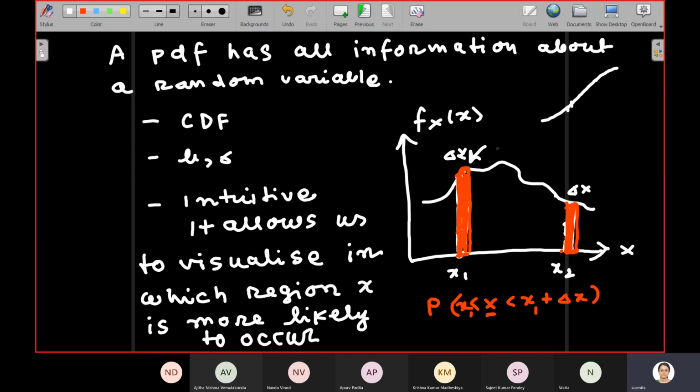So the PDF actually contains all the information about a random variable. Okay. So if we know the PDF of a random variable, we know everything about the random variable. But unfortunately, most of the time it is not possible, especially in the case of multiple random variables, it is not possible to know the joint PDF. And then what we need to do is to get the mean, variance, etc., so that we get as much information as possible. Okay.